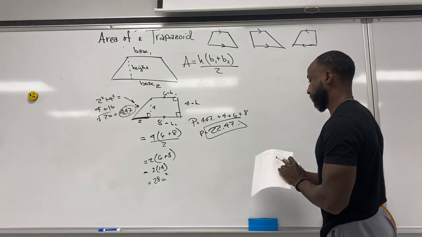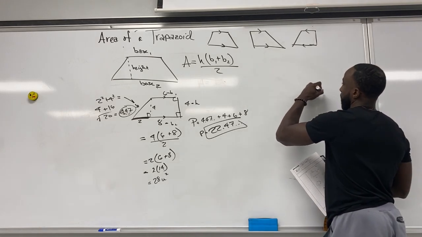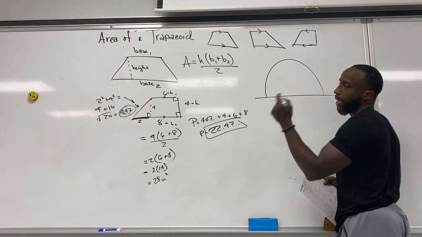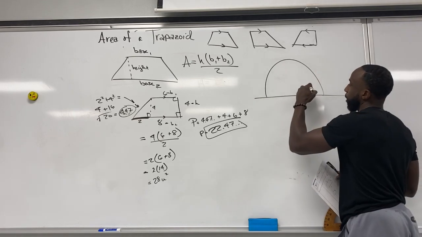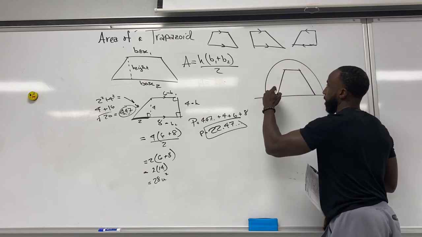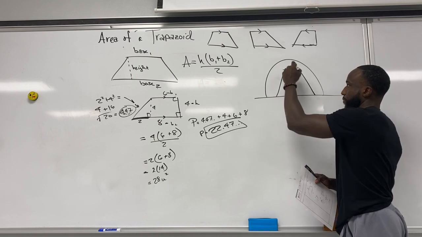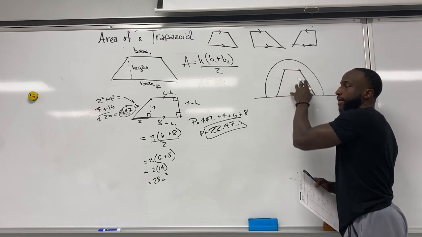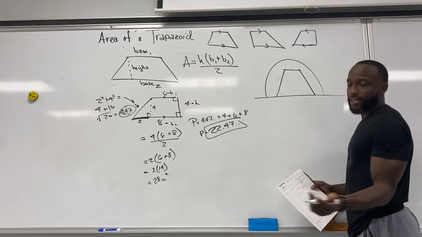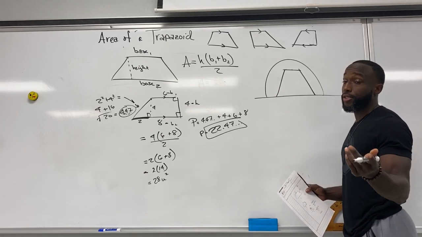All right. Let's look at an example here. I'm gonna draw it. It's gonna look kind of weird. But back in the day, when they used to play basketball, they used to have the free throw line that kind of looked like this, okay? And if you look at it, you got this free throw lane looking like a trapezoid. So let's find the area of this free throw lane.